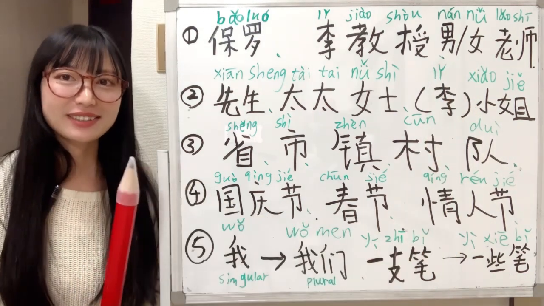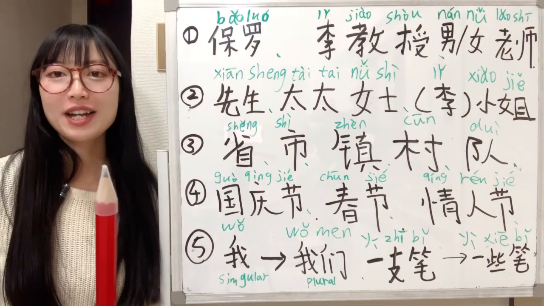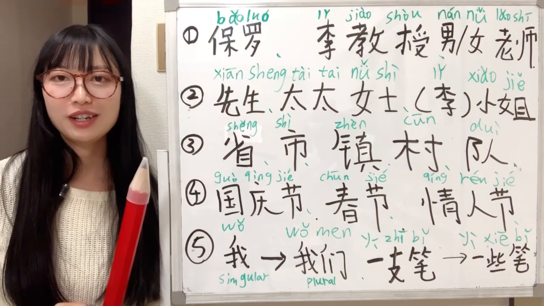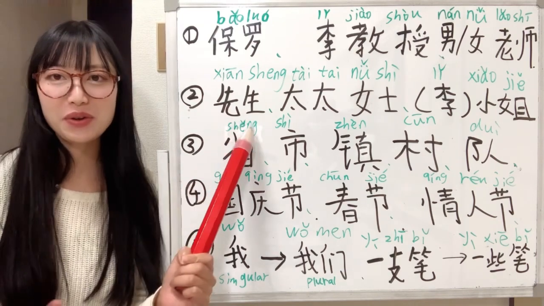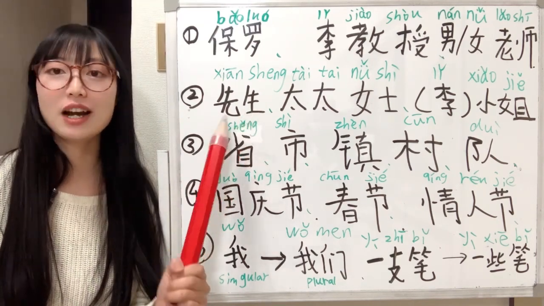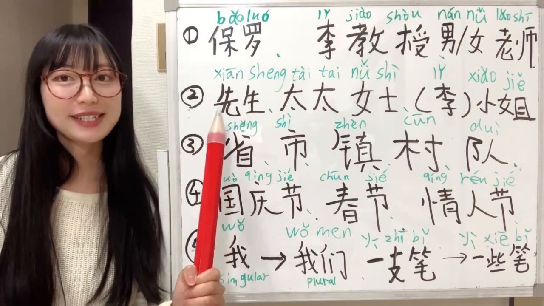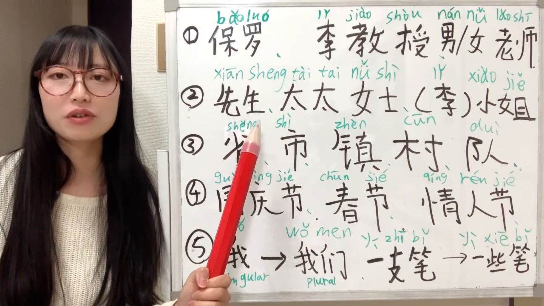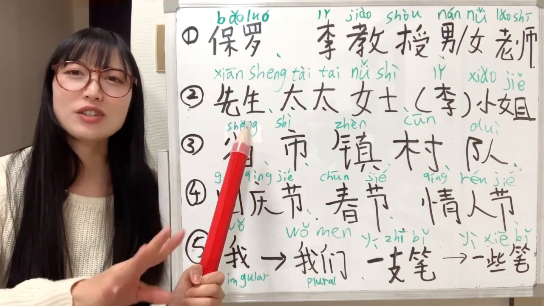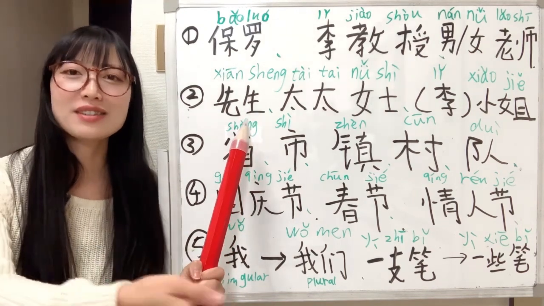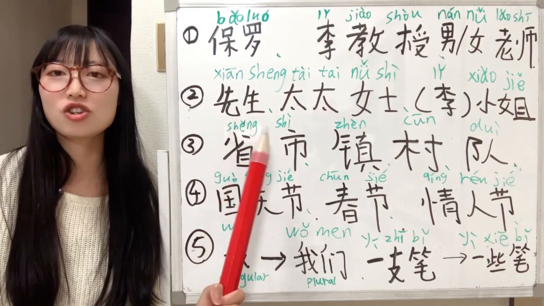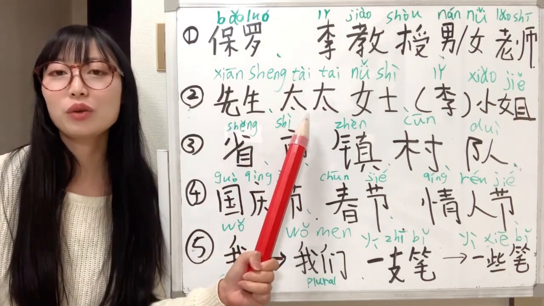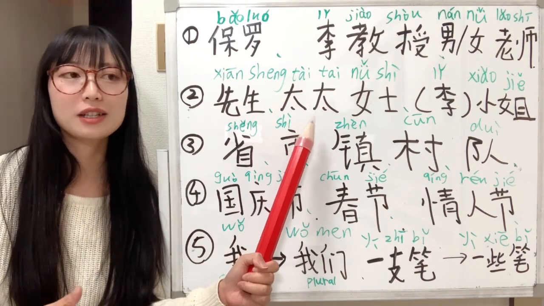And then second, the basic Chinese nouns you need to know is how to call people. In English you have sir, right? In Chinese we have 先生. 先生 means sir, someone you don't know. You can just say, excuse me, 不好意思，先生。Like that.